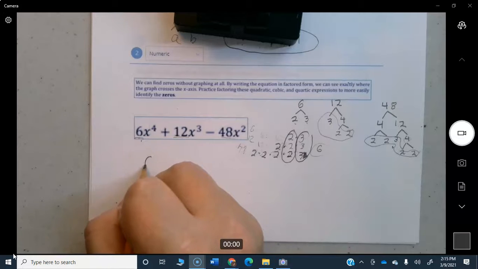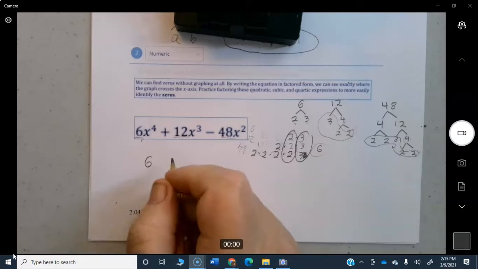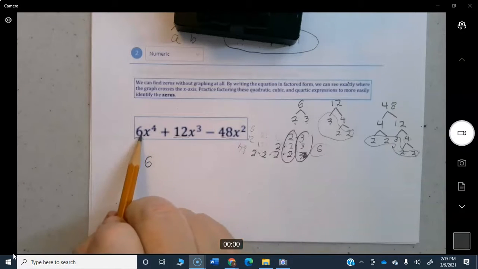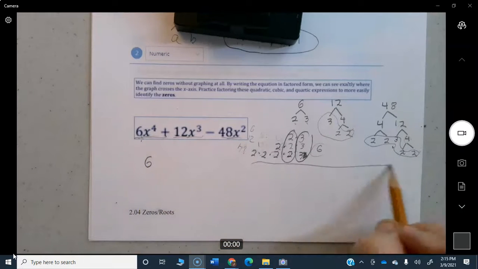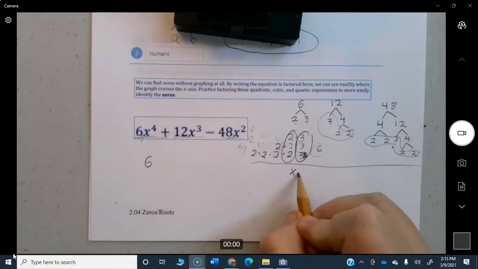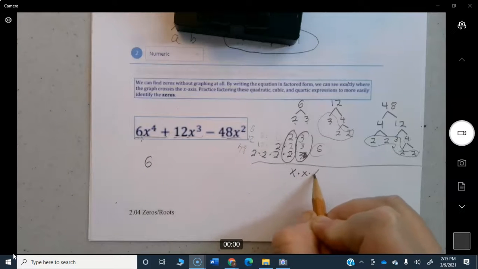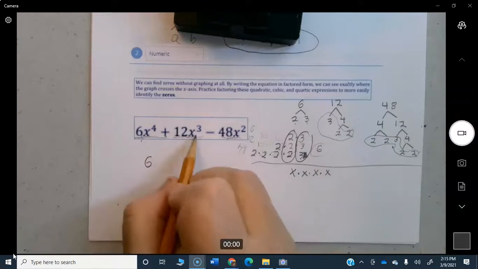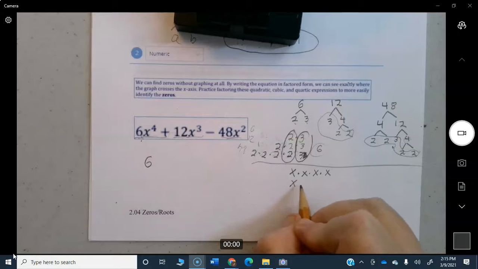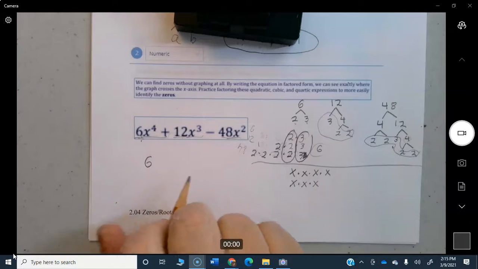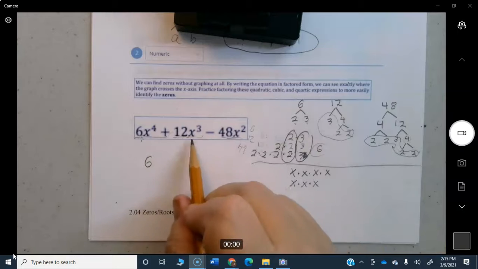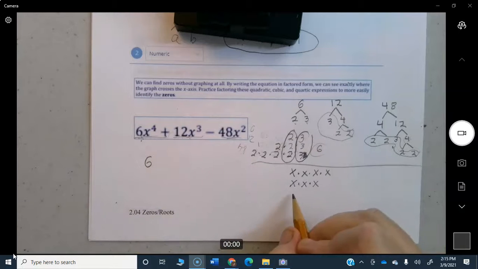So it's 6. Okay. Now, what about the x's? So here you have x to the 4th, x to the 3rd, and x to the 2nd. So I'm going to come down here. X to the 4th is x times x times x times x. X to the 3rd is x times x times x. In other words, just break them up. Spread them out so you can see what makes up that. And x squared is x times x.